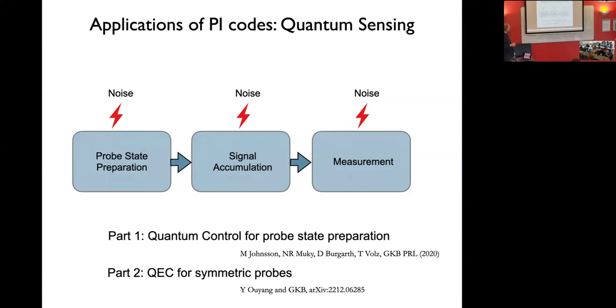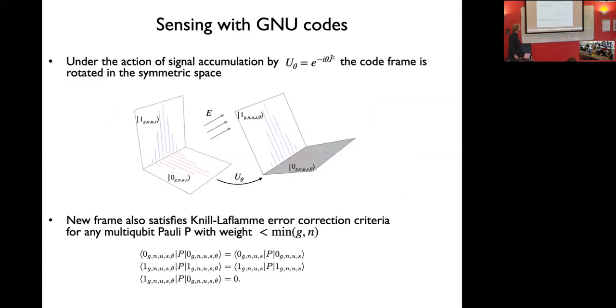There could be noise during this preparation. Then there's some signal accumulation, the thing you want to measure, that can have noise. And then there's the final measurement, which could also have noise. Let's have a look at this. Okay. So the general framework here is to use one of these permutation invariant GNU codes for quantum sensing.